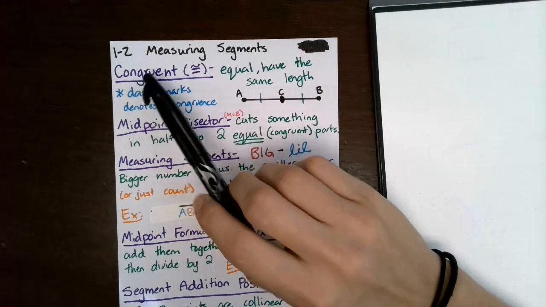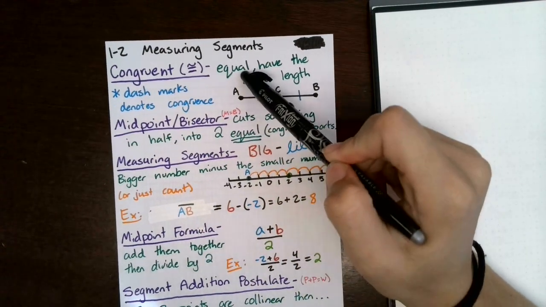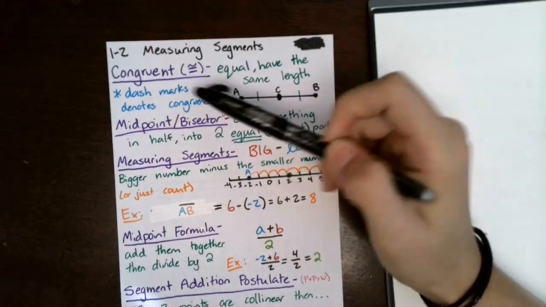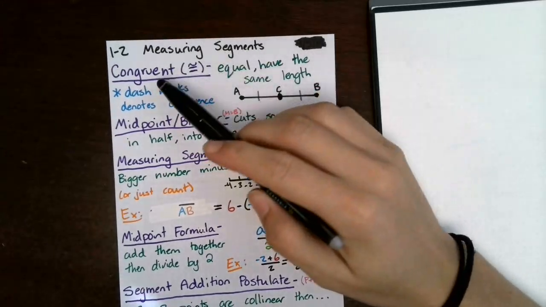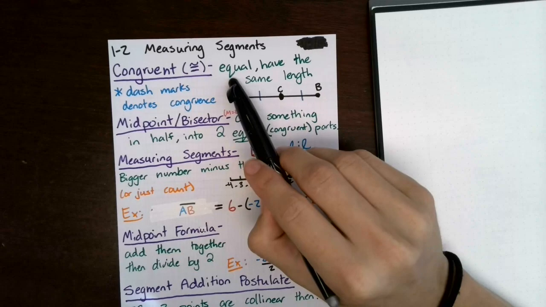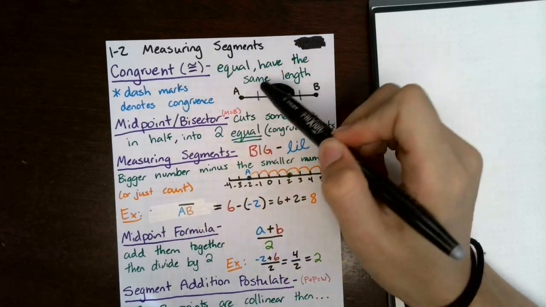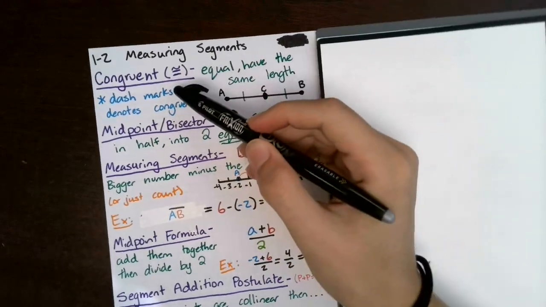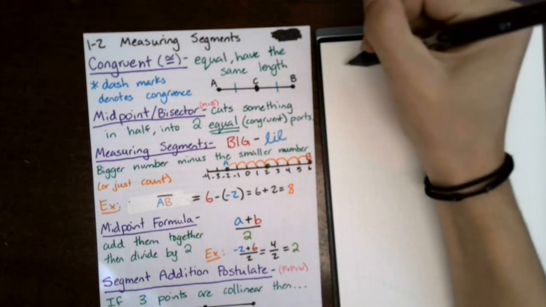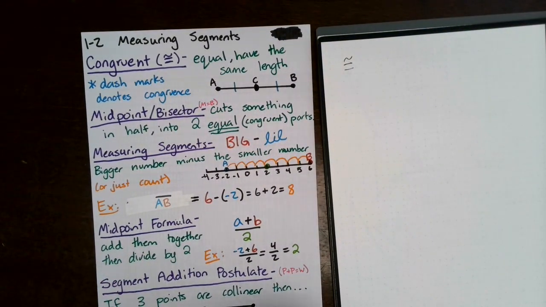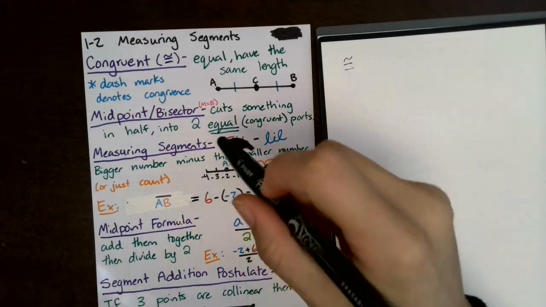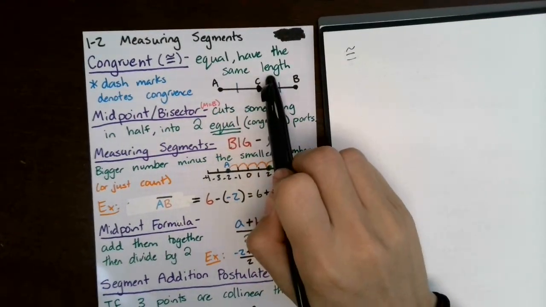Now congruent means equal. I'm going to be asking that a lot this year. What does congruent mean? Equal. So every time you hear me ask, what does congruent mean? You should always say equal. It means they have the same length. And this is our symbol for congruence. It's just an equal sign with a squiggle above it. So that is congruent. It means they have the same length.